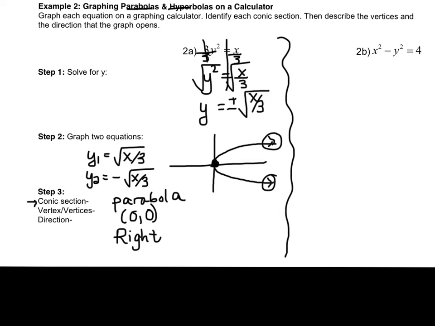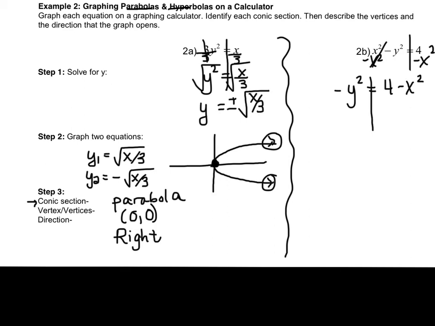Now let's do 2b. We will solve for y. First, let's get rid of x squared by subtracting. So we have, I'm going to have to move this over a little bit. I'm going to scooch it over. We're going to be left with negative y squared equals 4 minus x squared. All right, so I scooched that over.